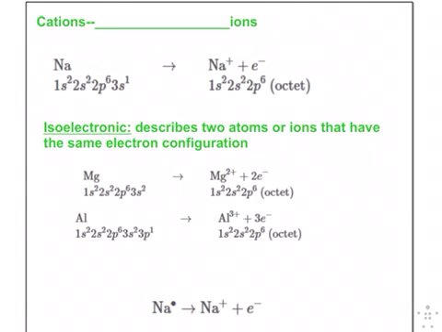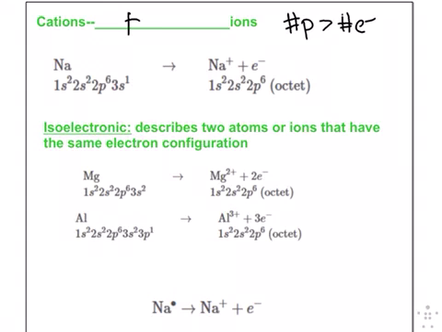Cations, like we talked about at the beginning, these are positive ions. And they become positive because they lose their valence electrons. This means that there are more protons than electrons.